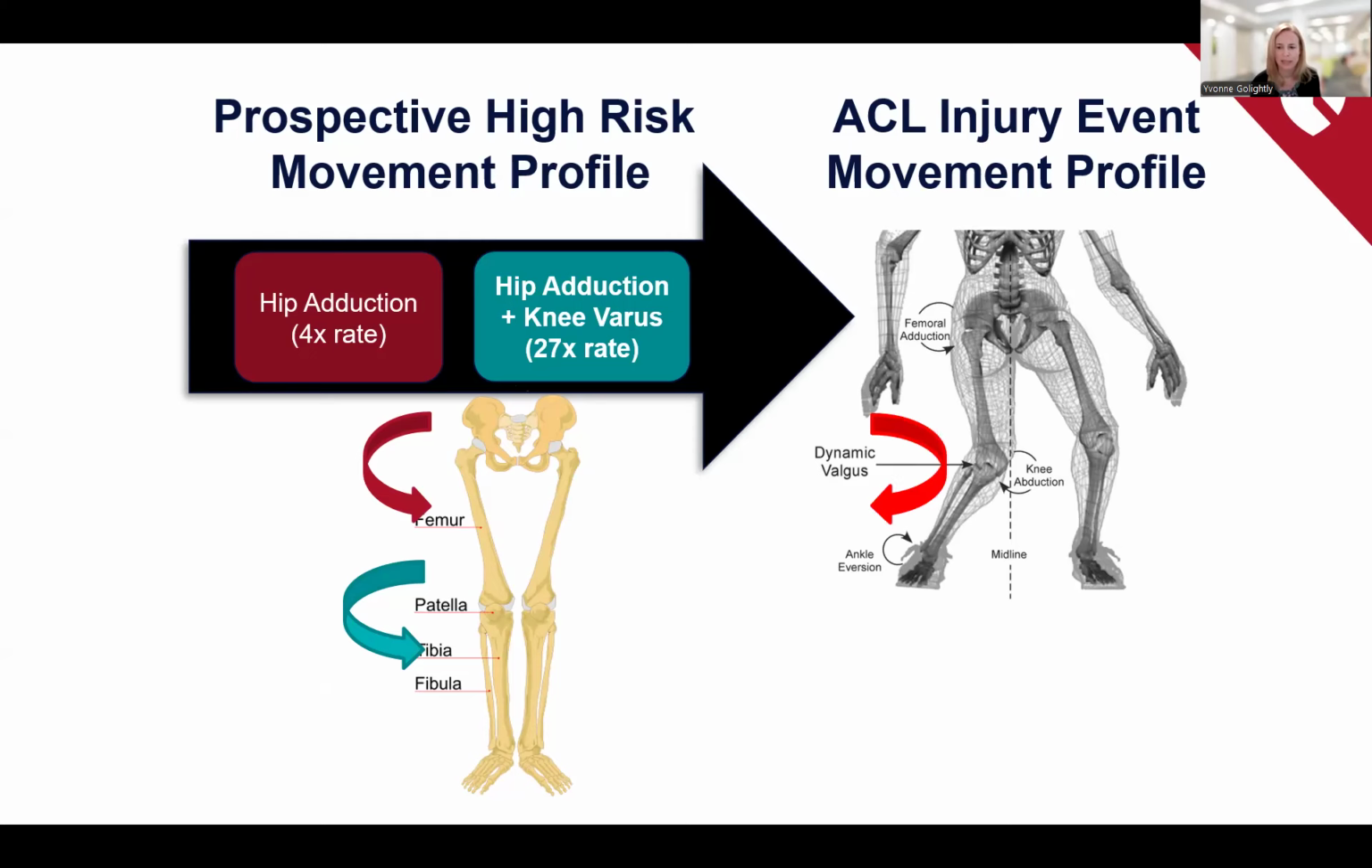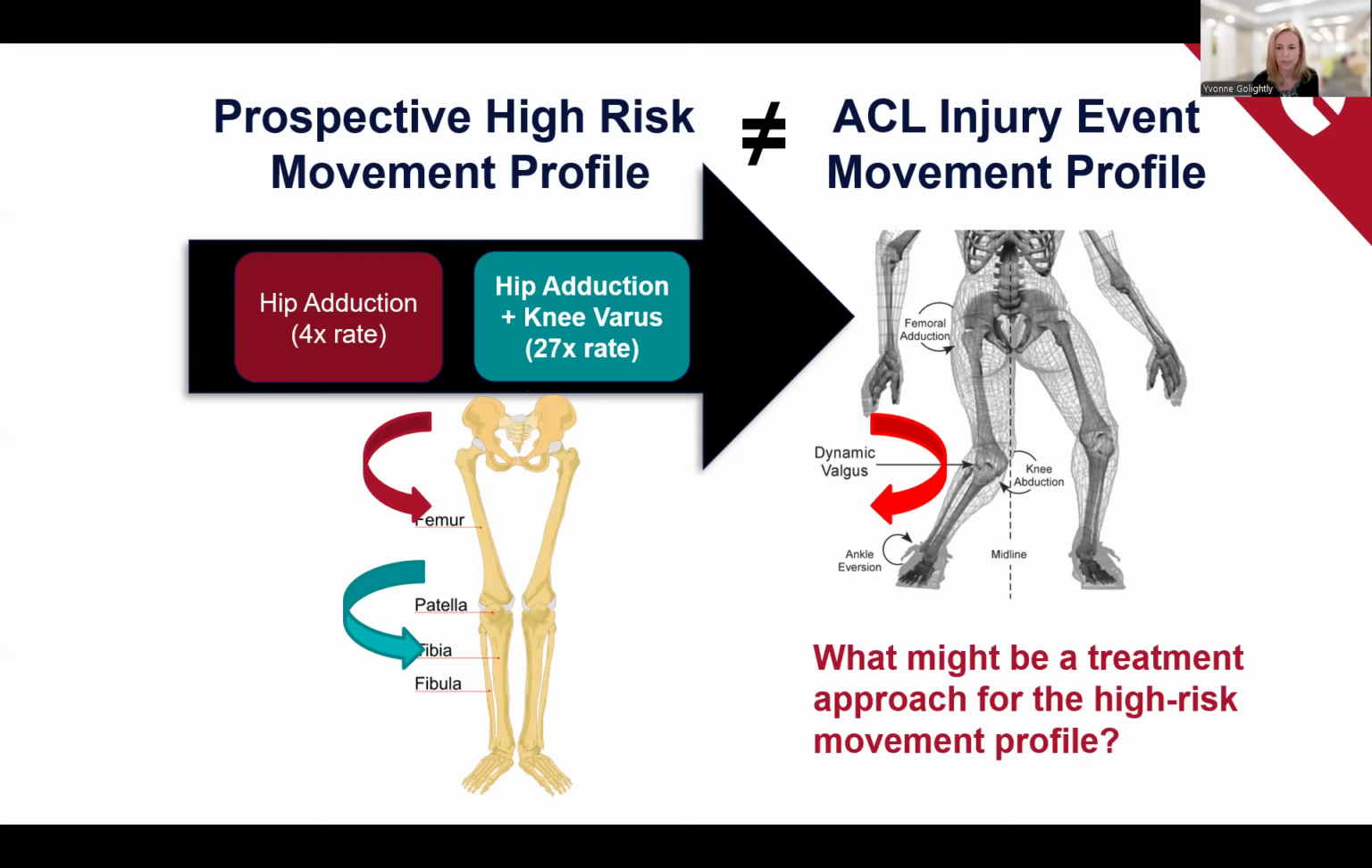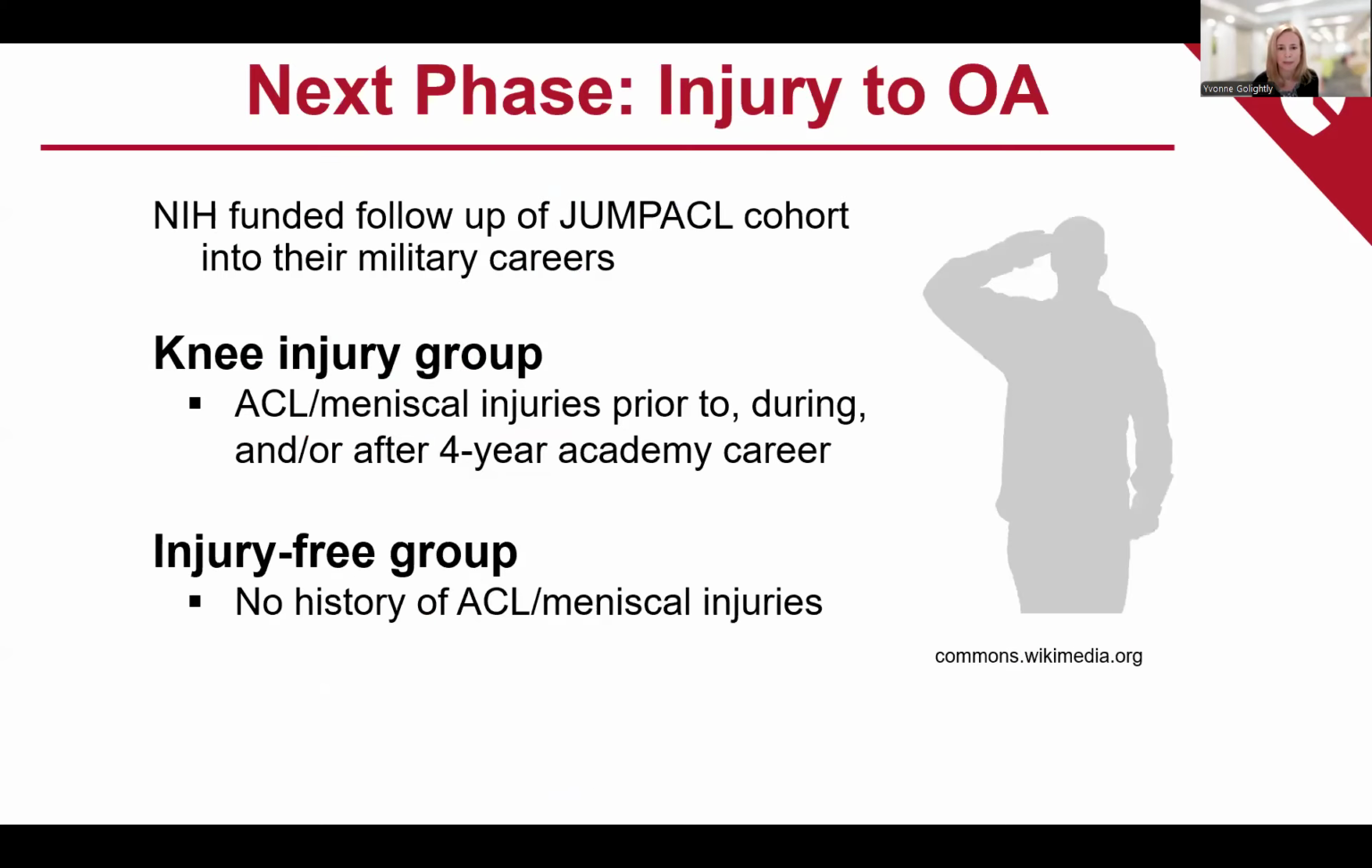And what we think we're seeing is that those with that high risk movement profile tend to differ from this ACL injury movement profile. And we think that they are less able to sufficiently manage external knee loads whenever that foot is out wide to the side. So neuromuscular strategies for the hip may be a treatment approach.